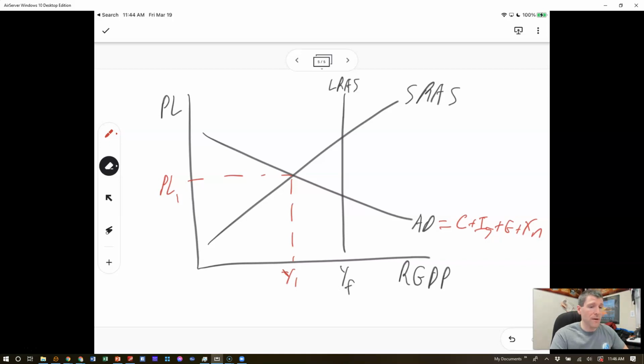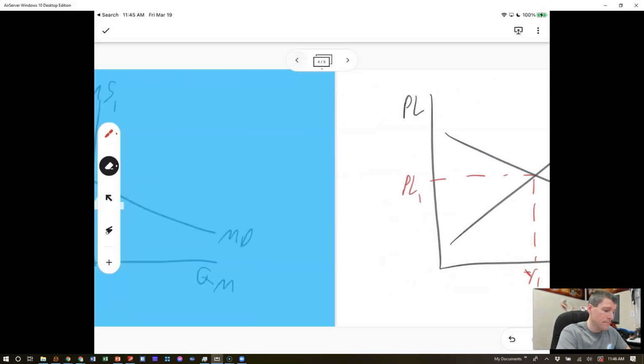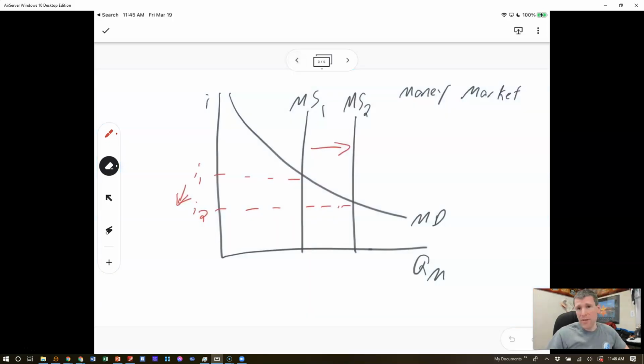If we're doing expansionary monetary policy, we'll use one of our three tools of monetary policy: discount rate, reserve requirement, or open market operations. And through that, we will raise the money supply. The money supply shifts to the right, and interest rates fall.